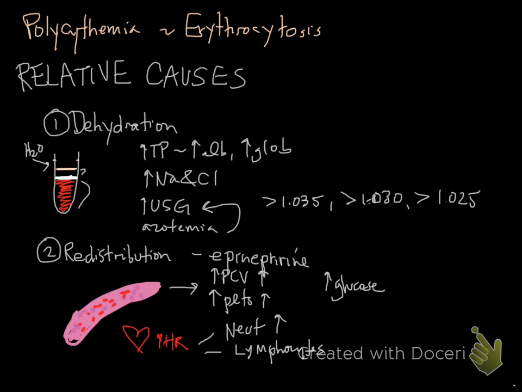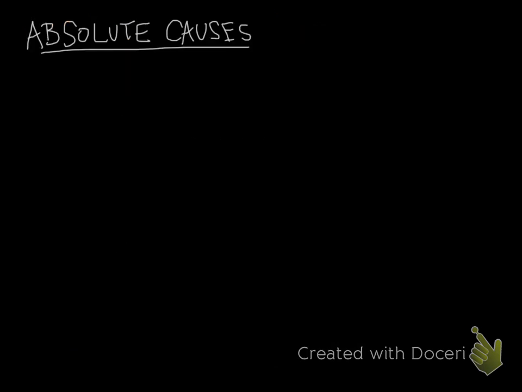Kind of the classic poster children for redistribution are going to be young animals and cats and horses in general. They tend to be highly spirited and can get splenic contraction anytime they're scared, as can we. And if you think of it in terms of survival, of course you want more red cells to get away from whatever it is scaring you. You want glucose for your muscles and platelets in case whatever's getting you is going to cause you to bleed.